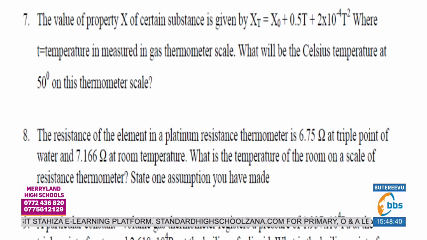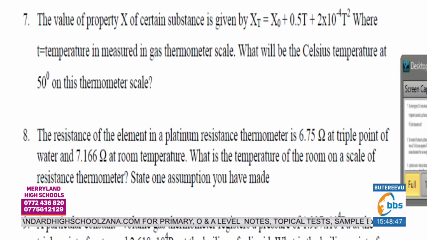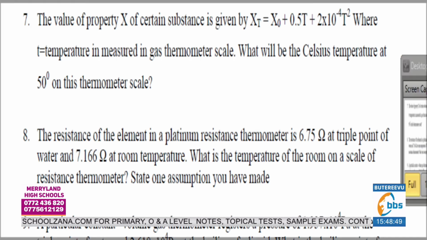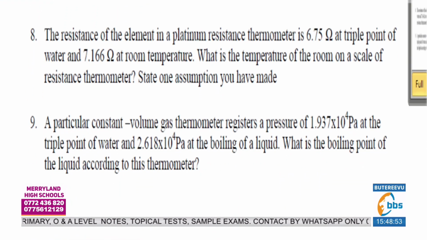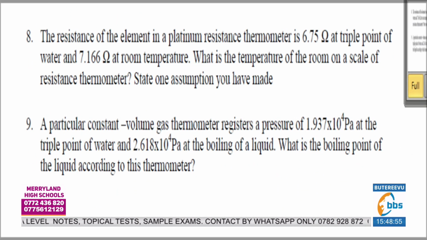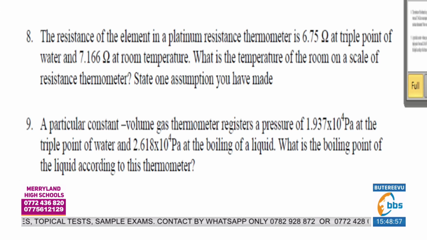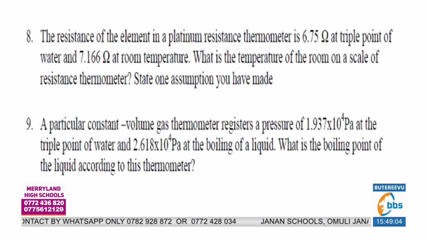So, maybe my producer can also give them the other numbers. Now, questions 8, 9, and 10. Question 8 and 9 are familiar to the other examples which I've already talked about, but these are yours for more practice. Resistance of the element in a platinum resistance thermometer is that at the triple point of water and that at room temperature. What is the temperature of the room on a scale of the resistance thermometer? State one assumption that you have made.